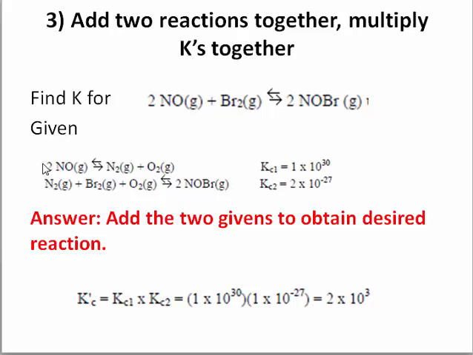However, you will note that if we add these two reactions together, N2 cancels, O2 cancels, and we are left with the reaction we want to know about. K for this reaction will be the product of the K's of the two reactions that we've added together. In this case, we have a typo down here. This should be 2 times 10 to the negative 27, but the answer is 2 times 10 to the 3.